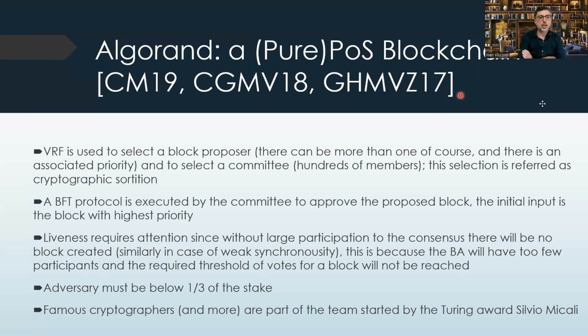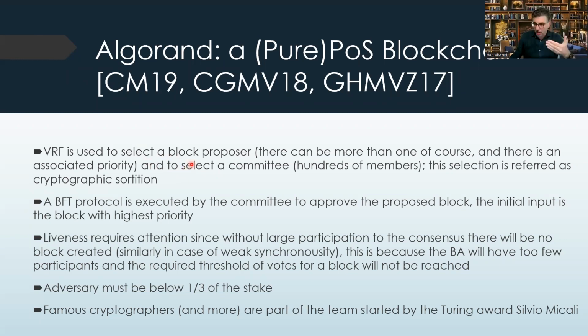So we have a verifiable random function, and it is used to select the block proposer, like the lottery. Nothing changed. Of course, there can be more than one winner. And in Algorand, there is also an associated priority. So basically, I have a winning ticket, but somebody can have a winning ticket that is more winning than mine.